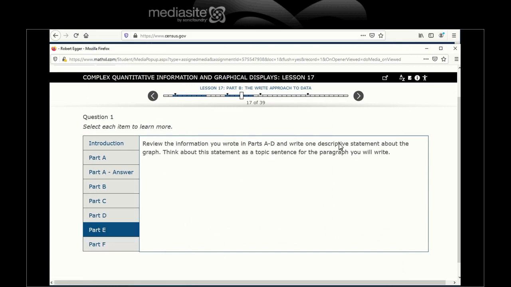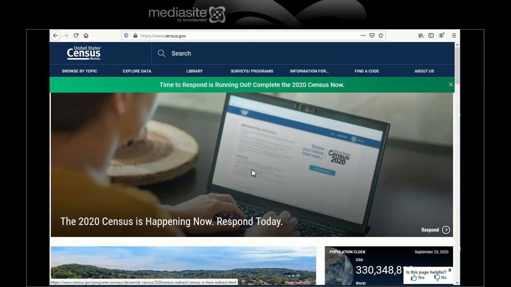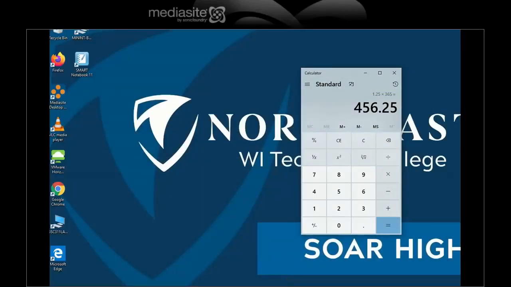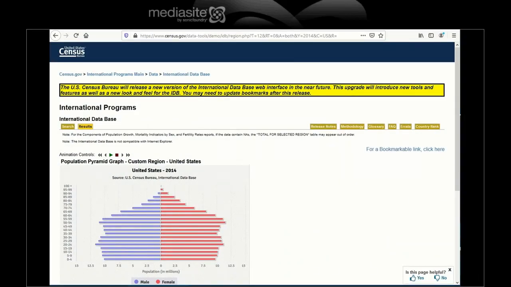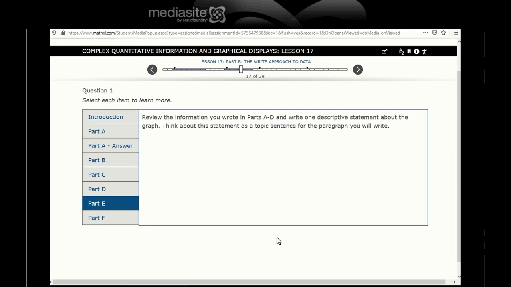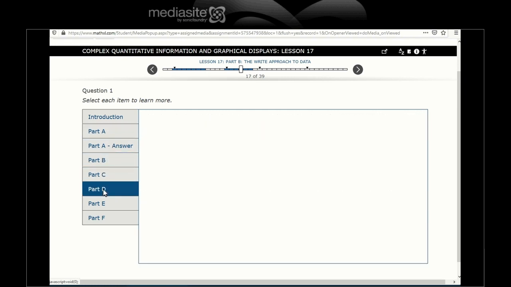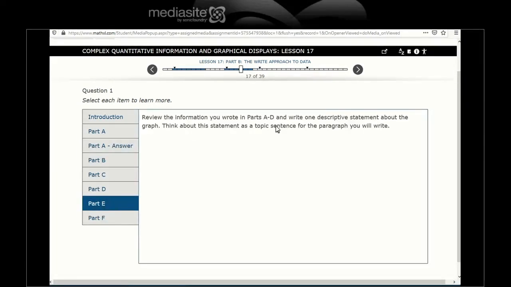Review the information in parts A through D and write one descriptive statement about the graph. Think about the statement as a topic sentence for the paragraph you will write. Okay, what just happened? It timed out, I had to go back in. That's up to you. You have to go back and think about what you chose to do for A, B, C, and D, and come up with a topic statement.